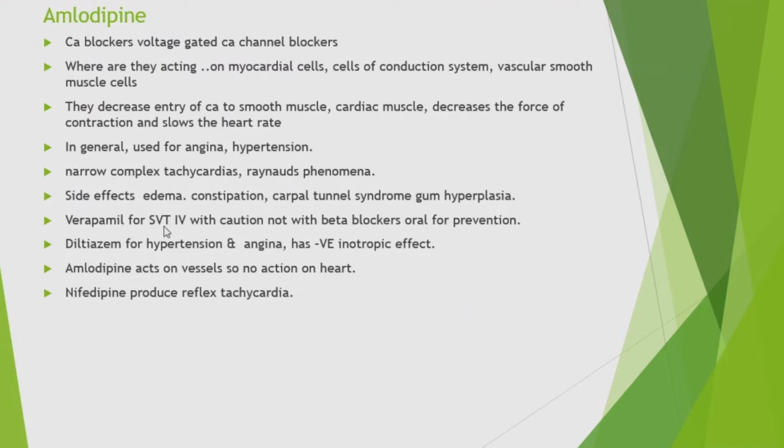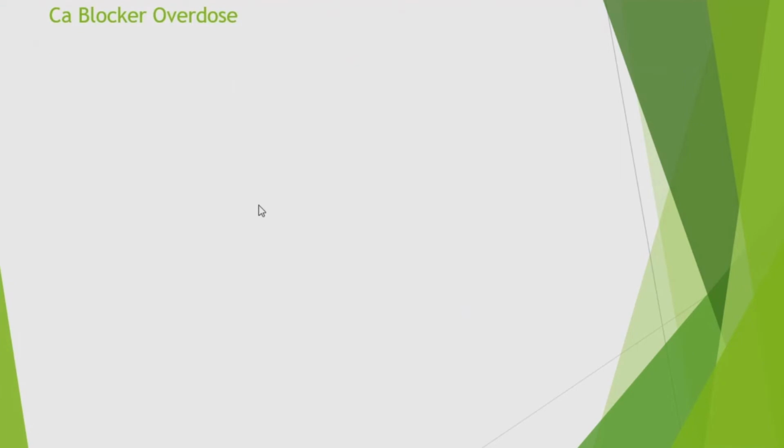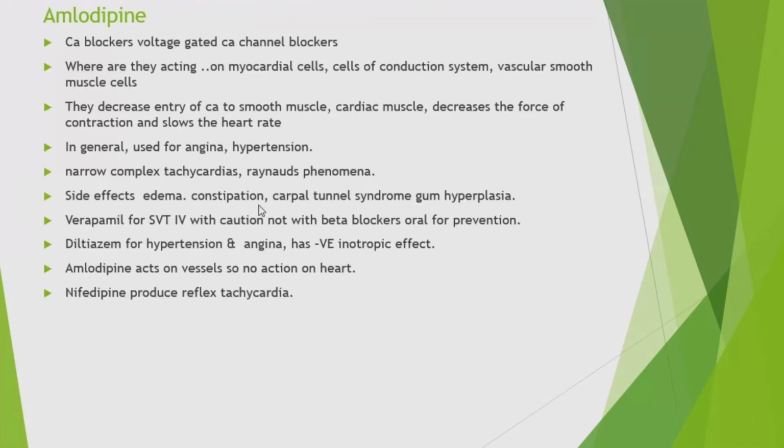Verapamil is given for SVT, IV with caution. And the caution is if the patient is already on a beta blocker, it cannot be given. This combination of calcium blocker with a beta blocker is dangerous. So if the patient is already on a beta blocker, IV calcium blocker should not be given.